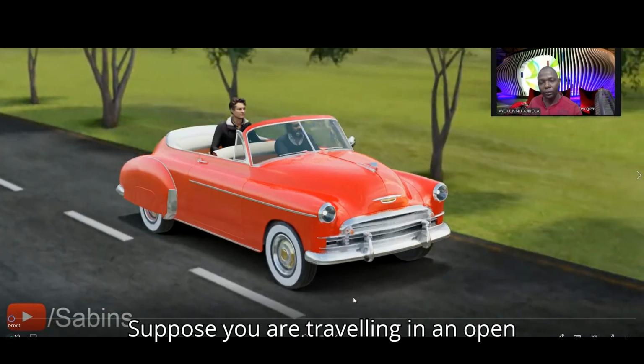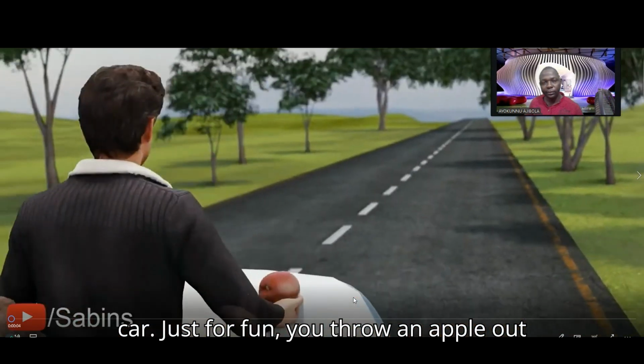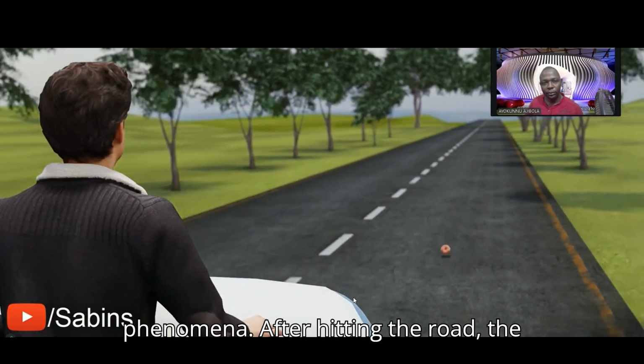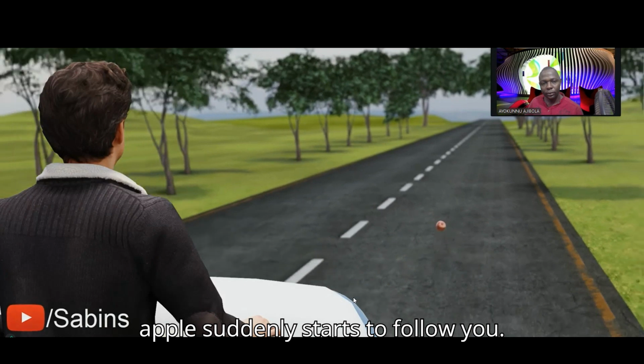Suppose you are traveling in an open car. Just for fun, you throw an apple out of it. Now you can observe an intriguing phenomenon. After hitting the road, the apple suddenly starts to follow you.